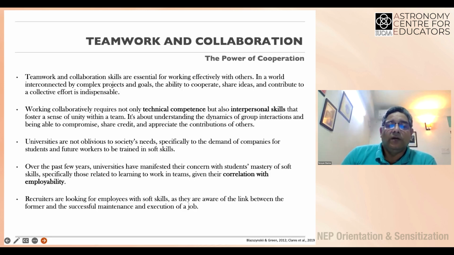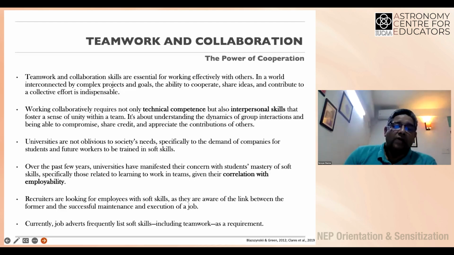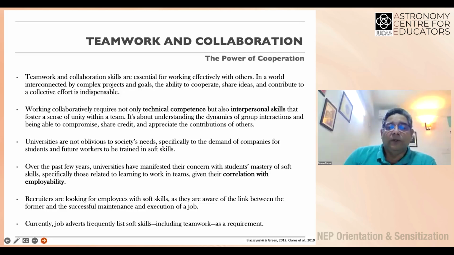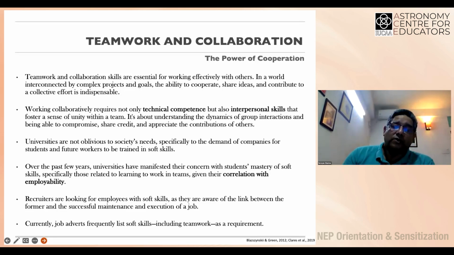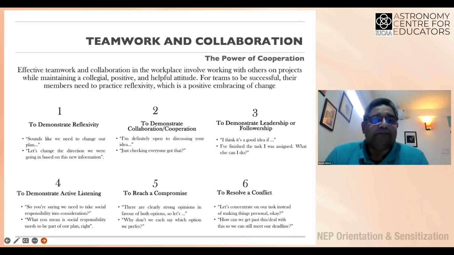Recruiters are looking for employees with soft skills as they are aware of the link between the former and the successful maintenance and execution of a job. Currently, adverts frequently list soft skills, including teamwork, as a requirement. If you see any advertisement published recently, or some of the projects, one of the criteria is that the candidate should be able to work as a team member. At least in my field, I have seen that.